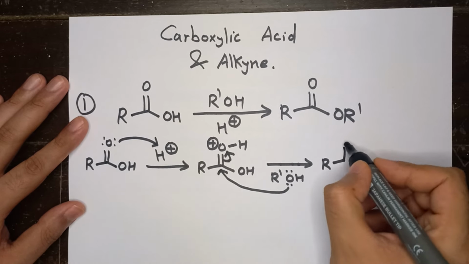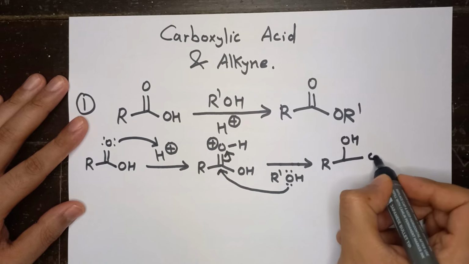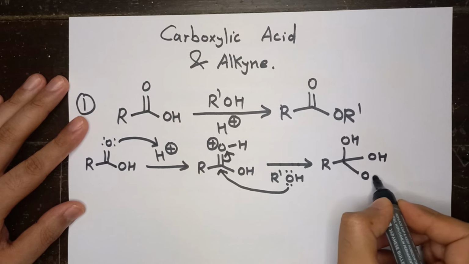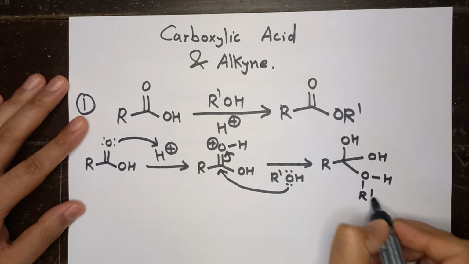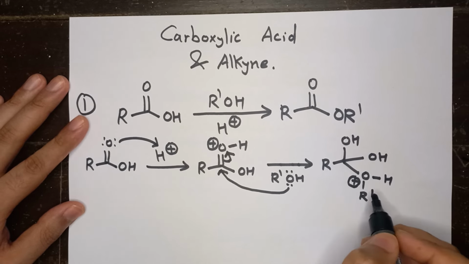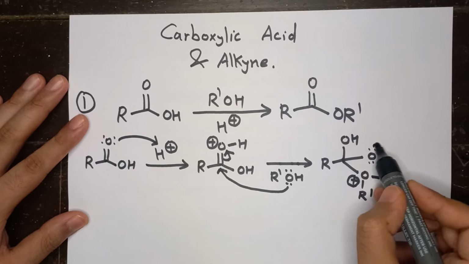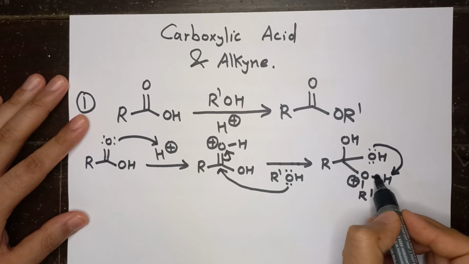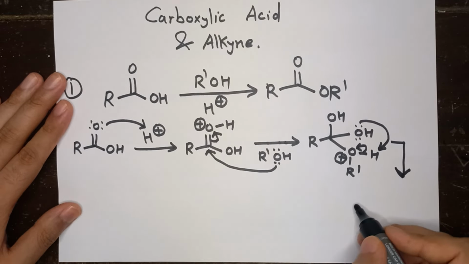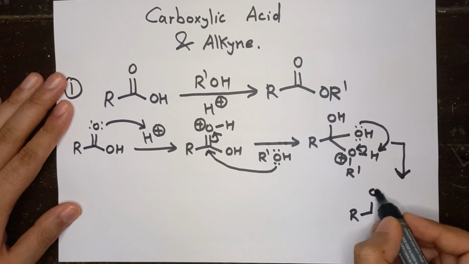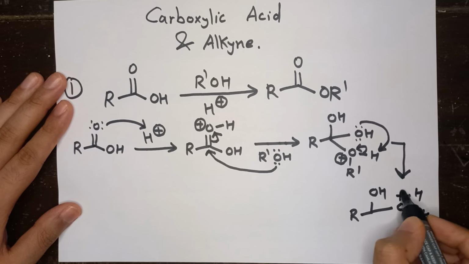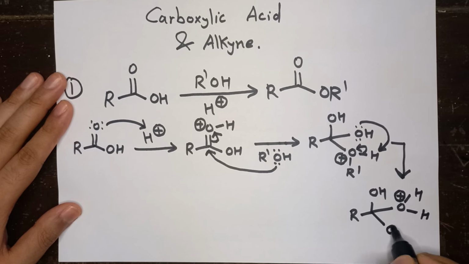have singly bonded OH, another OH, and we have recently joined this carbon with this oxygen. So we have O, H and R dash. So this oxygen has 3 bonds, so we'll get a positive charge. Okay, now the intramolecular hydrogen transfer will take place, neutralizing oxygen. So this will give me R, OH. Now this OH is OH2. So it will get a positive charge, and here we have OR dash.